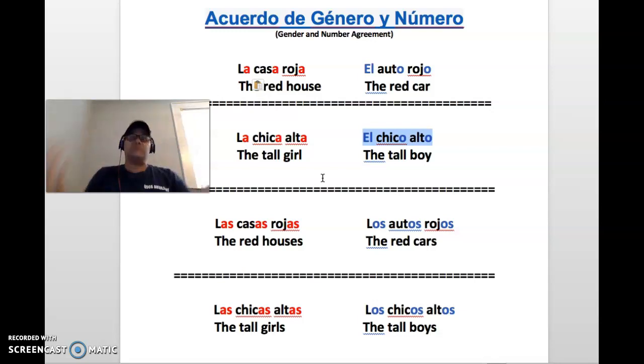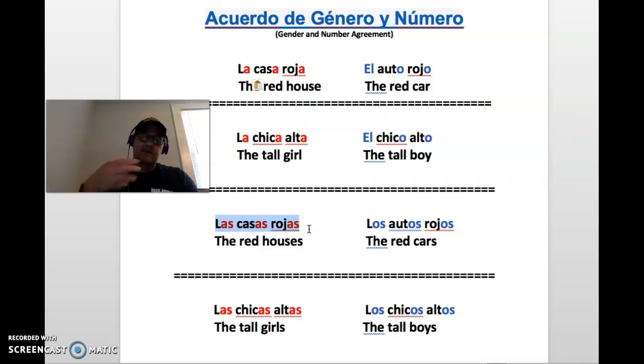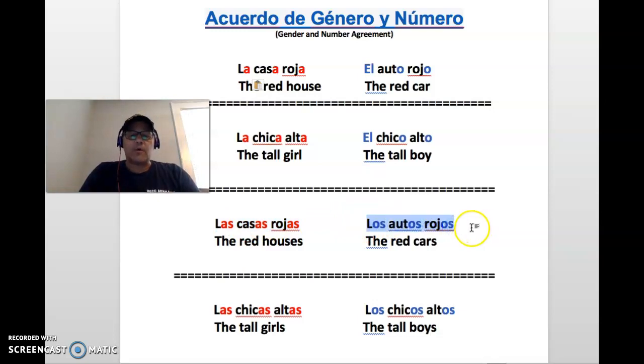Now, what about if we're talking about something that is plural? Well, let's take the same sentences. Las casas rojas. The red houses. All right? Well, we're talking about more than one house, so it ends in AS, because it has the S. It's the same rule as in English: you make it a plural. So the adjective has to match AS, and the definite article has to match AS. Same for the boys. Los autos rojos.